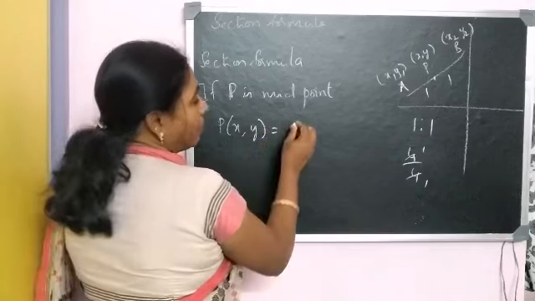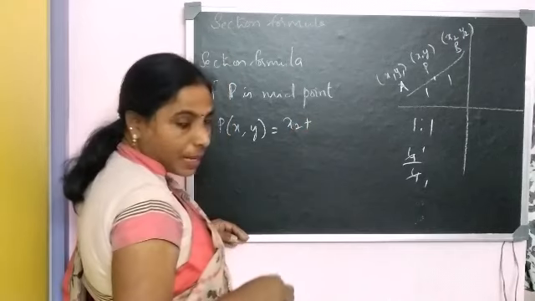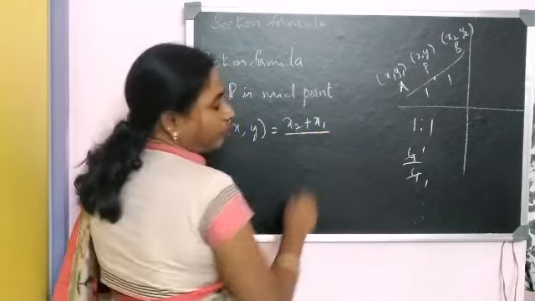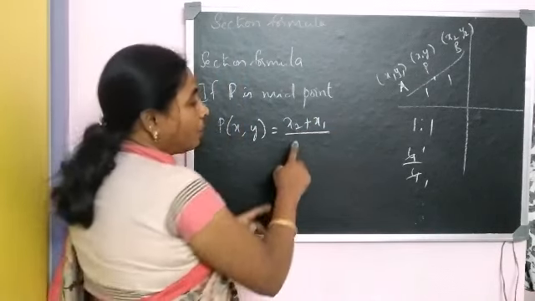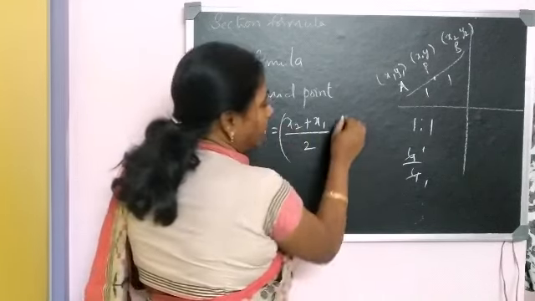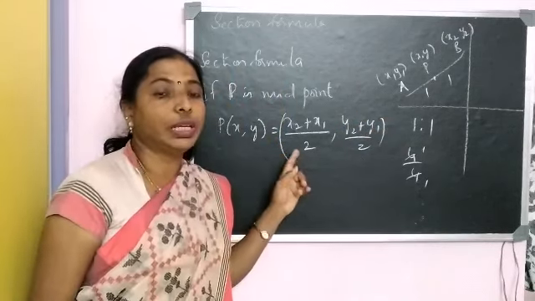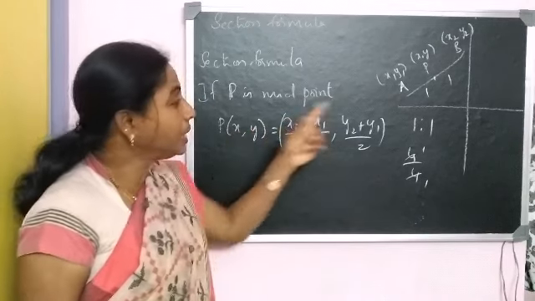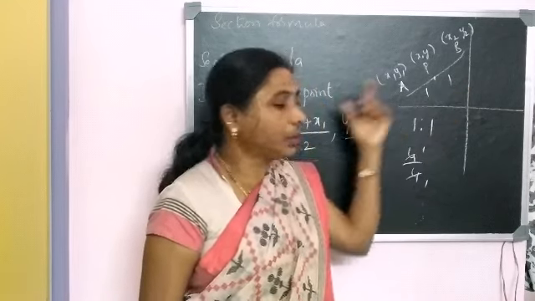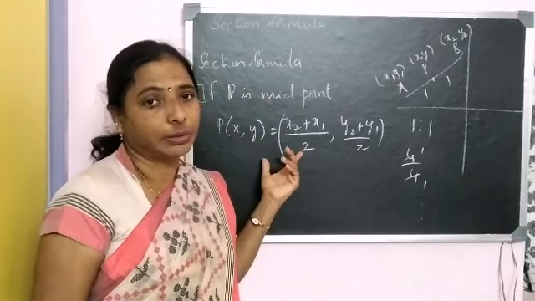Let us take the formula. m1 x2, m1 is 1, so it is x2, plus m2 x1, m2 is 1, so it is x1, because we are multiplying by 1. Now m1 plus m2, 1 plus 1, is 2. Similarly, the next one is y2 plus y1 by 2. This is possible only when P is at the midpoint. So this formula is used only when we take it as a midpoint.